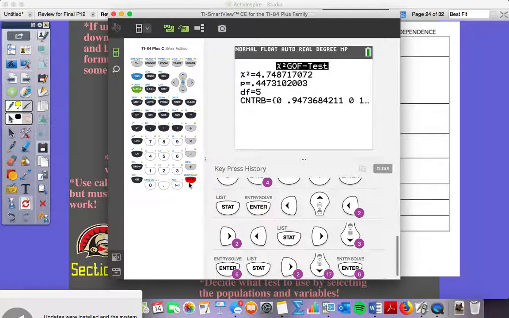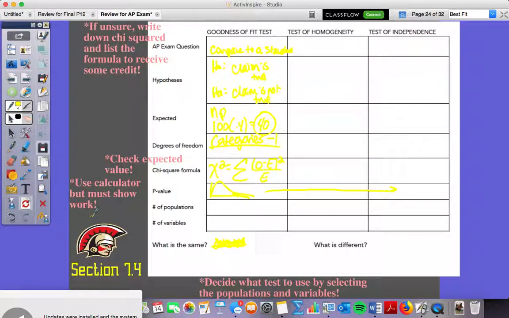Cool. So it gives you your chi-squared test statistic, your p-value, which is what is shaded, and then your degrees of freedom is obviously your categories subtracted from the length. Number of populations, number of variables. Anytime this is one population and one variable. Gummy bears, population. Variable is my color. Okay? All right, y'all good so far?